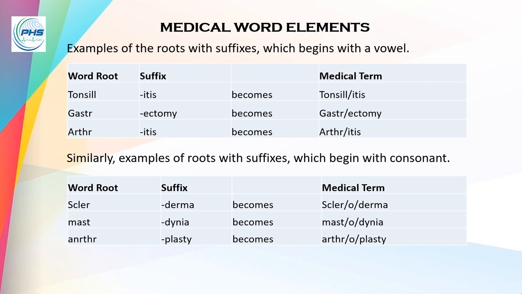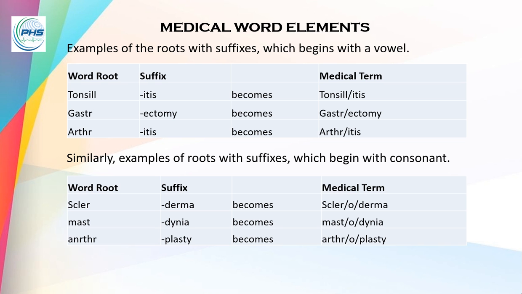Similarly, gastr as root word and suffix ectomy becomes gastrectomy. And the third example is arthr as root word and suffix itis becomes arthritis. There is no combining form O here.